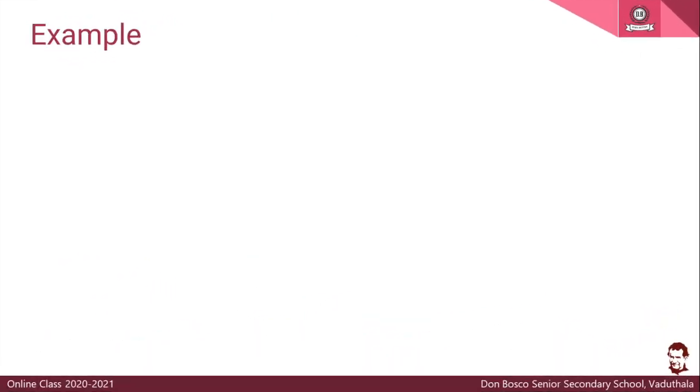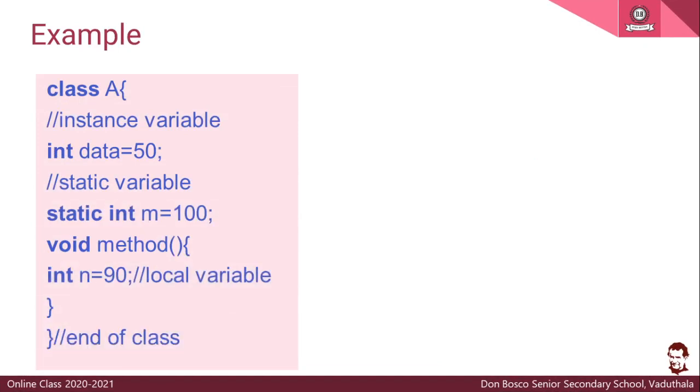So please read this code. Class A, int data equal to 50, one variable declared. There is an instance variable. And the next line, static int m equal to 100. So what is the meaning? It will be the static variable. So you can see the difference between instance and static.